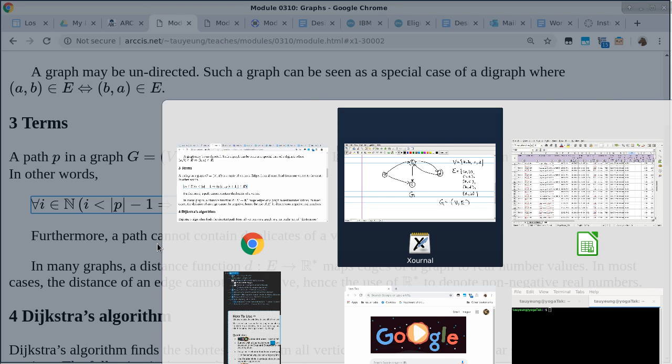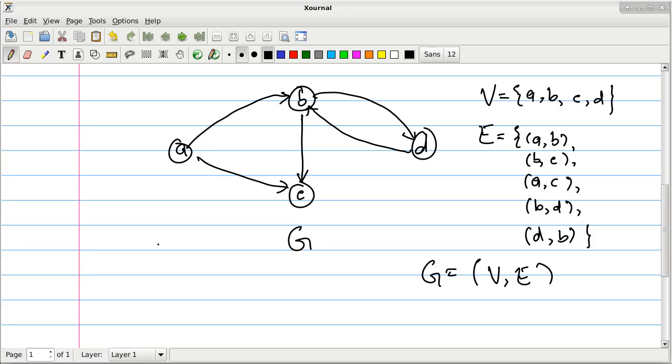So when we go back to here, I can give you a path. P can be A, B, and D. That is okay. This P is a path because I can find an edge from A to B. I can also find an edge from B to D. So it is a path.